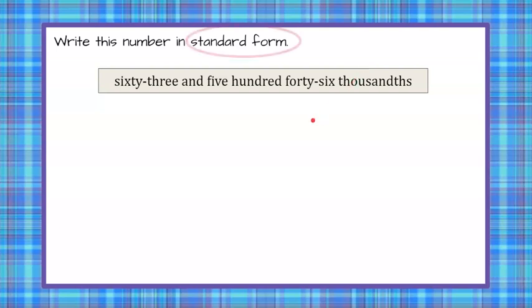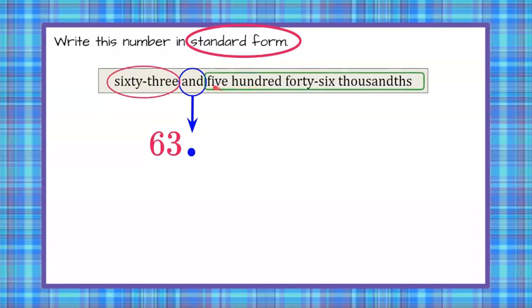Welcome back. So we are going to write what is written in words here. We have a mathematical value written in words, and we're going to write it in standard form, which means to use numbers. So we are going to first identify this word "and," because this word "and" represents the decimal point. We have 63, this is our whole value, and our decimal point, and our decimal. So we are going to take our 63, and that is the whole number part of our decimal. And then we're going to look at the second half on the right of the "and."